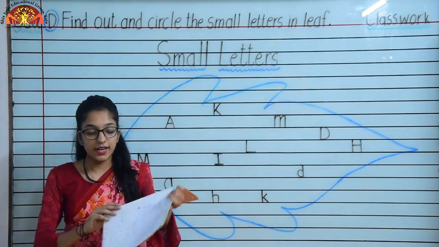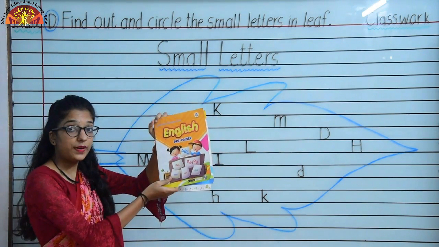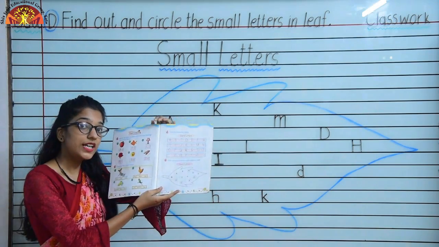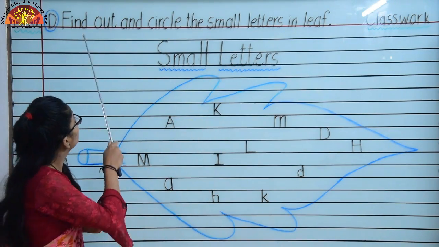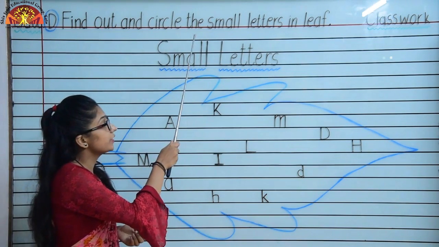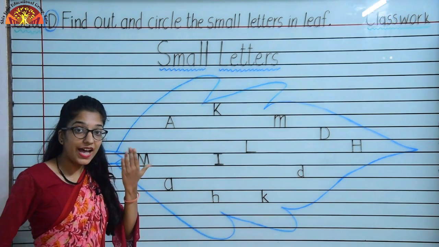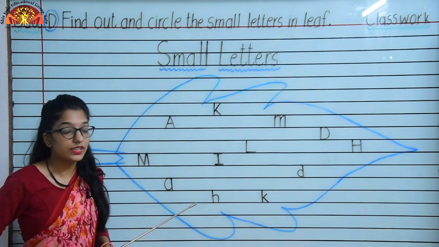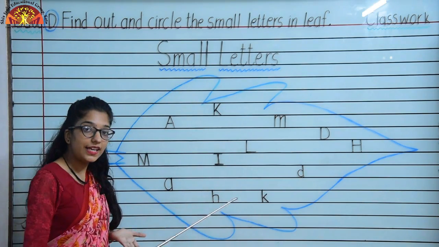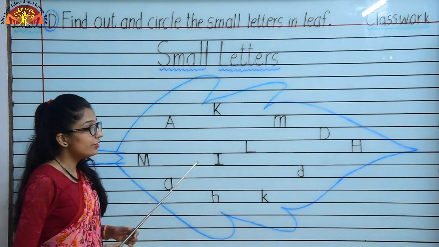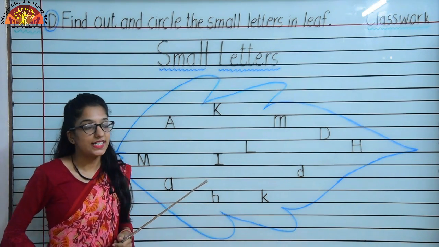Look over here kids. This is question number D, okay, of your English pre-primer book. So first we read the question. So look over here. Find out and circle the small letters in leaf. So kids, what we have to do? We have to find out the small letters in this given leaf. Okay. So everyone take out your pencil and hold it properly.